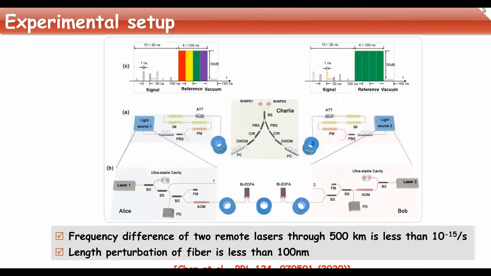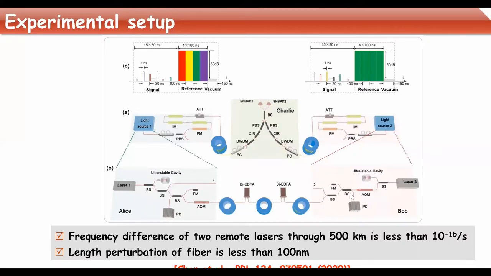Okay, and here is our first experiment. At the beginning of this year, we went to 500 kilometers of fiber. You can see the figure. In figure B, we have a laser locked to an ultra stable cavity, and the linewidth and stability are subhertz, about 100 millihertz. Bob's laser is also locked to another ultra stable cavity, and these two lasers send their light through fiber. They send their laser to each other in one fiber.